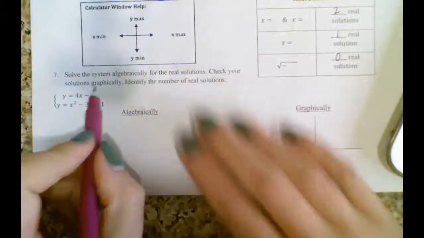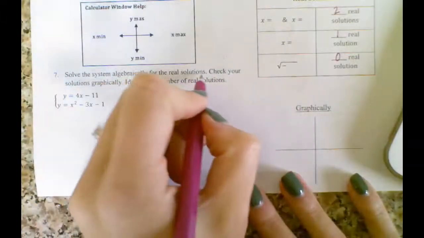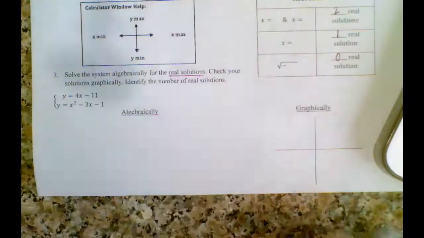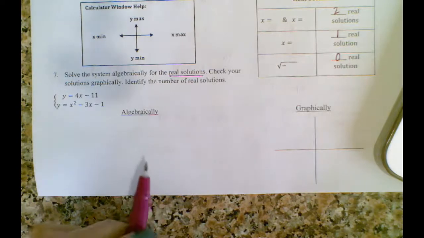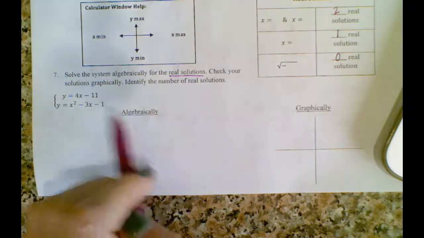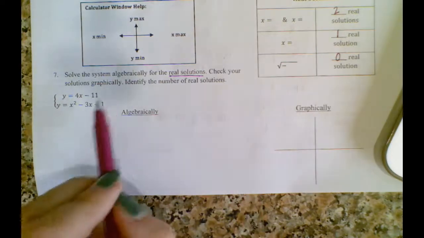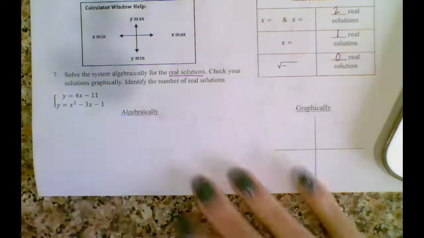We are only asking, number 7 says solve the system algebraically and for the real solutions. So that's why you don't need to identify the imaginary. I just want to know how many real. So it's either going to be 2, 1, or 0. Then it says check your solutions graphically and identify the number of real solutions. You will be asked to do one problem algebraically and one problem graphically. Just for review purposes, I'm having you work on the same problem both ways.